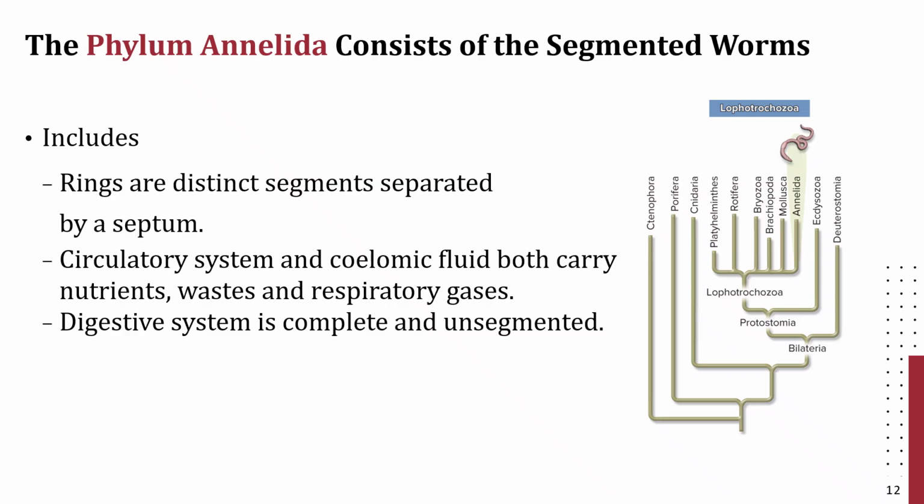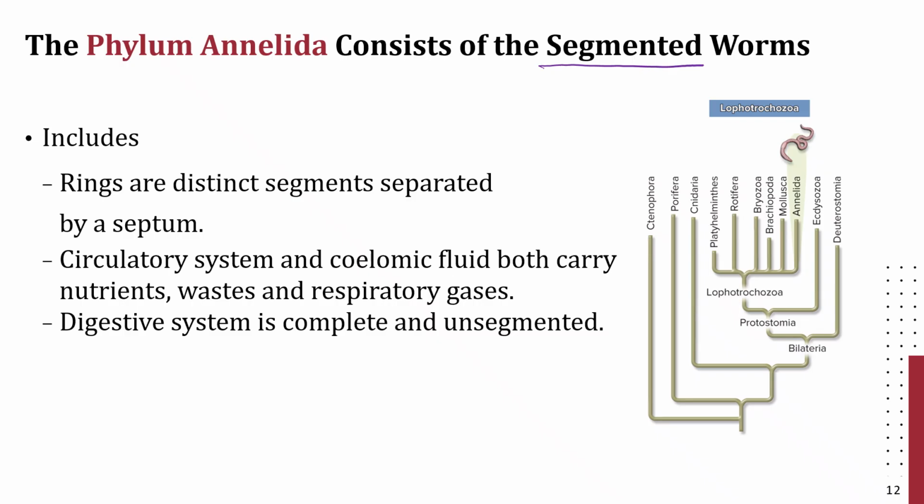Right. Our next group in the Lophotrochozoa are the annelids, or the segmented worms. We talked about segmentation in our first video. Segmentation is basically distinct regions or chambers in the organism. Those segments may be identical and repeating, or they may be differentiated. It just depends on the organism.